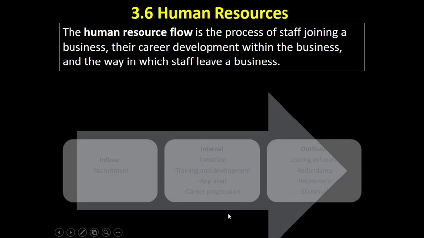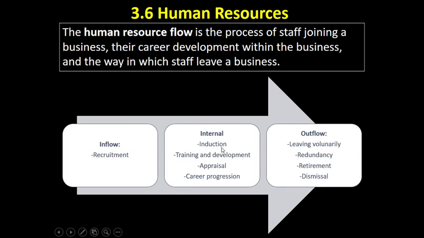So we've looked at recruitment, we've looked at how we get staff in, we train them, develop them. Appraisal and progression I haven't covered because they're not listed on the spec, but it is worth knowing about appraisals. And now we're looking at potentially redeploying staff. That would come in this internal bit here, but sometimes staff will have to leave, maybe through redundancy.